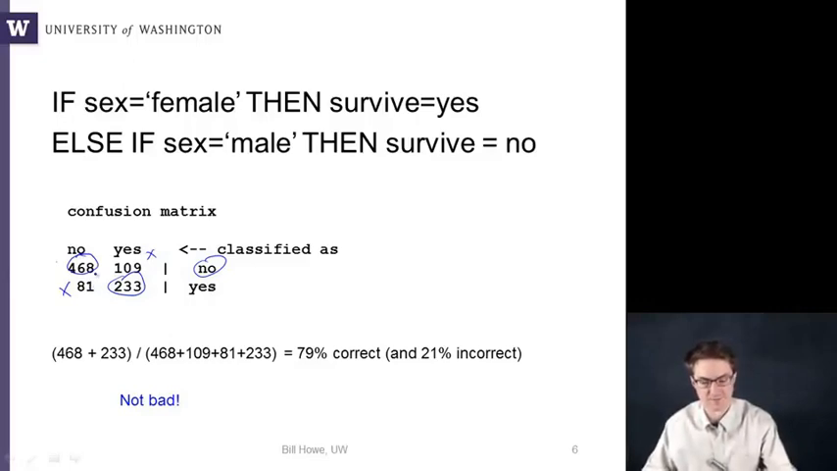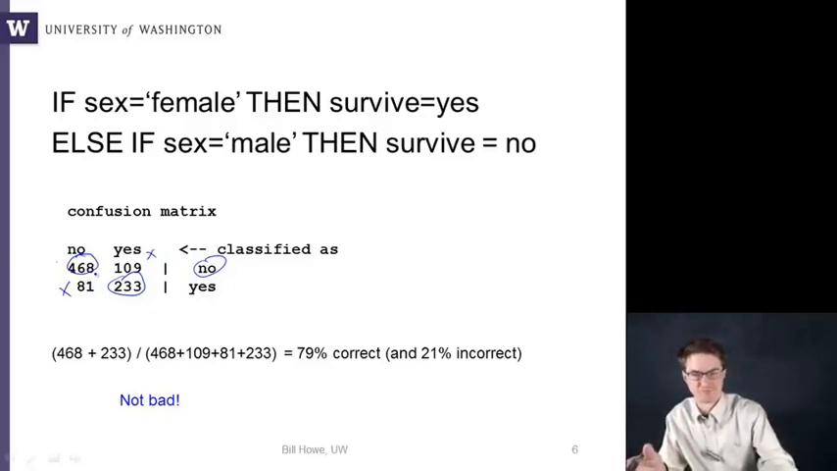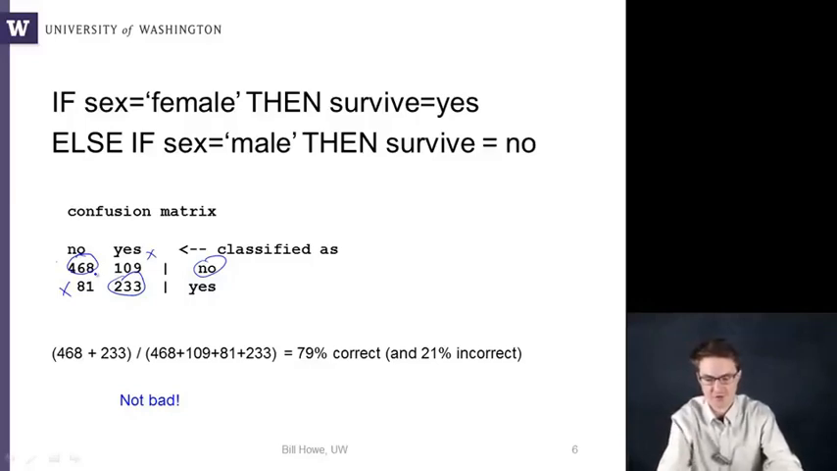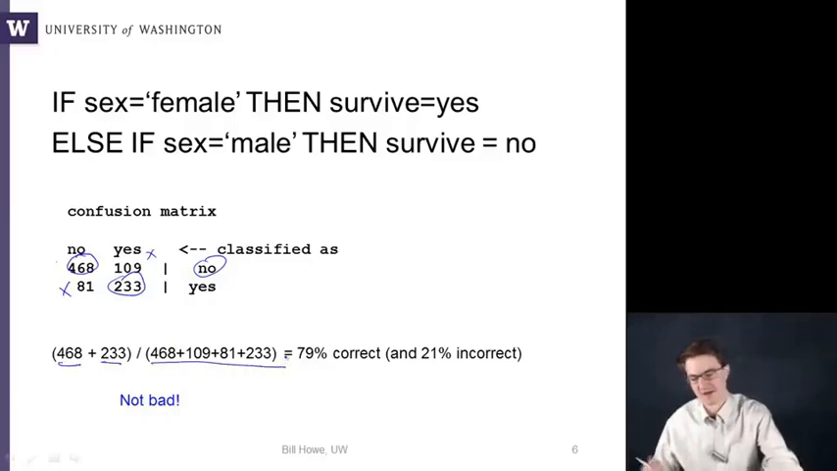Okay. So this is actually useful for visual inspection, but it doesn't really give you a single number that you need in order to build a program that would do this automatically. So what you can also do is just measure the accuracy, which is here, 468 plus 233, the number we got right over the total number covered by the rule. And in fact, we didn't have any missing values with male and female, so they're all covered by the rule. It is about 79% correct and 21% incorrect. So this is not too bad, given that it's such a simple model. Okay.